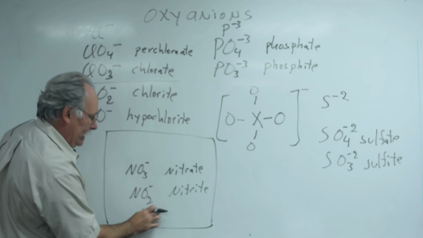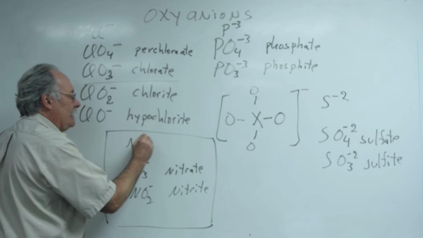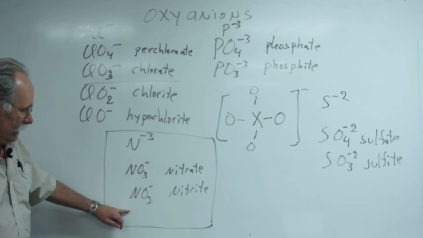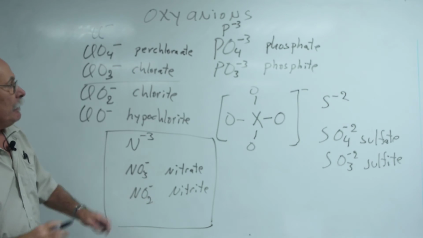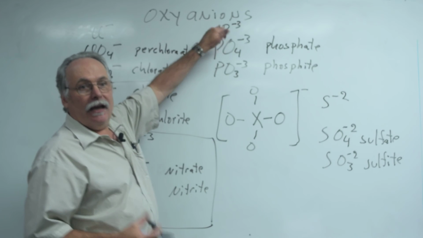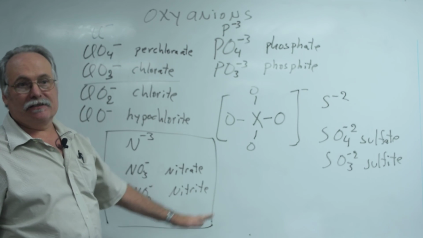But in the case of nitrogen, this is different. Nitride is -3, so you need to remember that nitrate and nitrite are -1. But for all the others, you can simply look at the monatomic ion and realize that the polyatomic ion has the same charge.